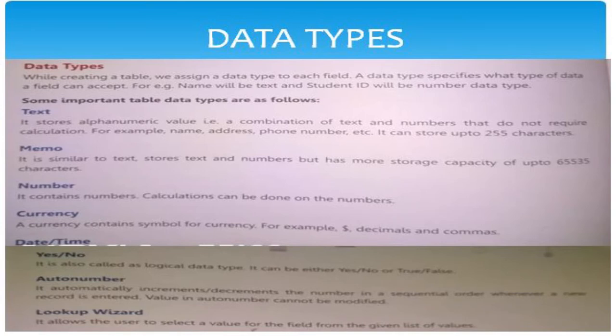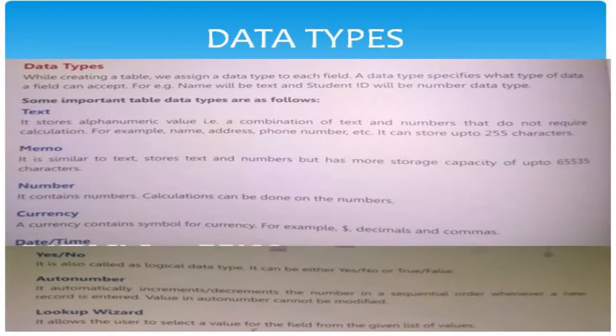Next one is number. I told you, for roll numbers and phone numbers we are using the number data type. Next one is currency. For example, decimals, commas, these kinds of things we use currency for. Next one, date and time. To know the date and time, we are using the date and time data type.